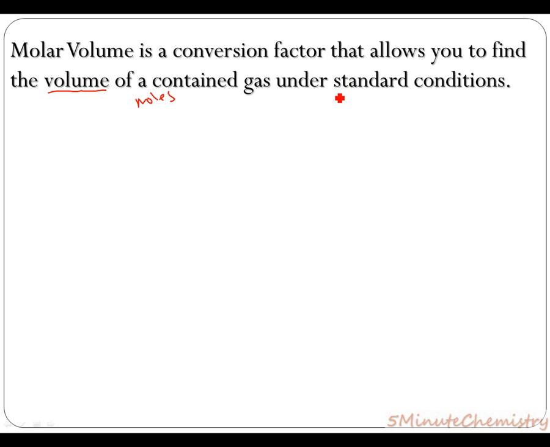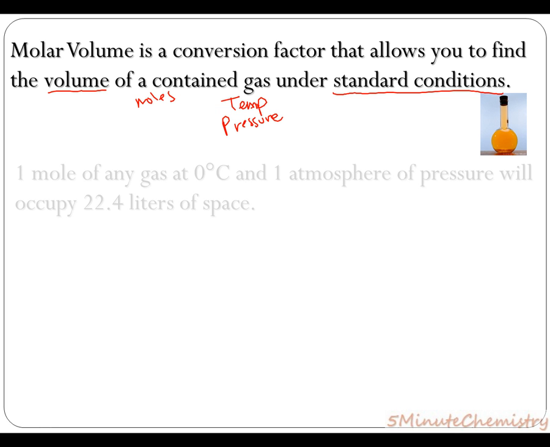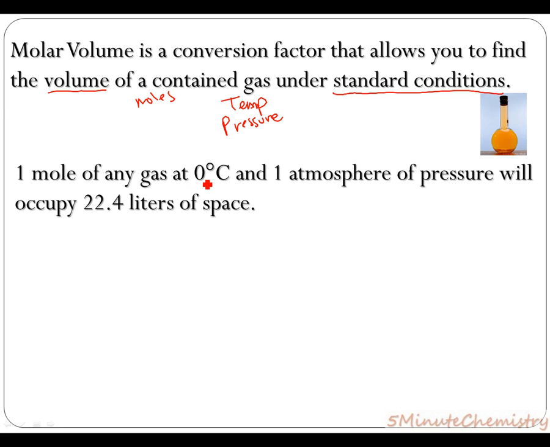So what I want to highlight though are standard conditions. These standard conditions are standard conditions of temperature and standard conditions of pressure. If you modify either of these values, then you're going to have a different volume or a different number of moles. But again, consider a contained gas under standard conditions. 1 mole of any gas under these conditions, so it's 0 Celsius and 1 atmosphere of pressure.